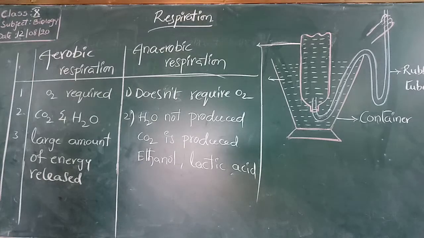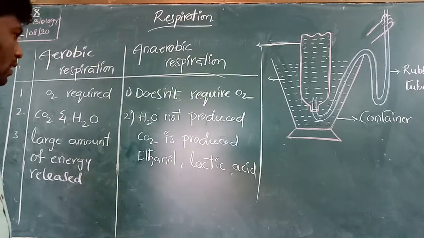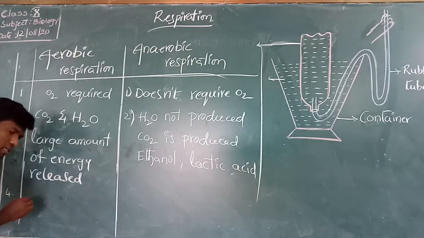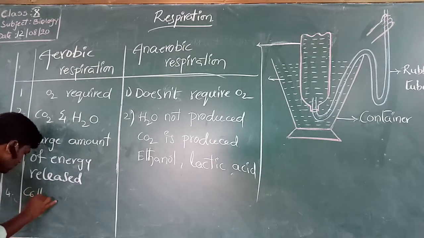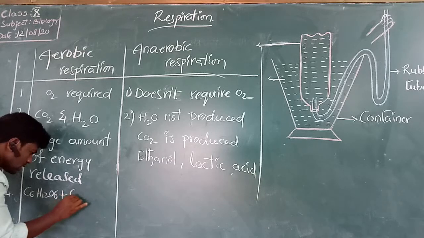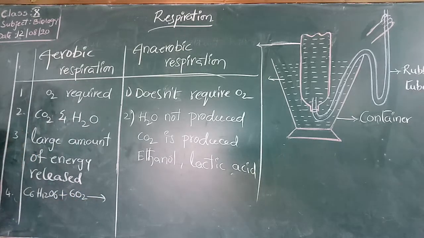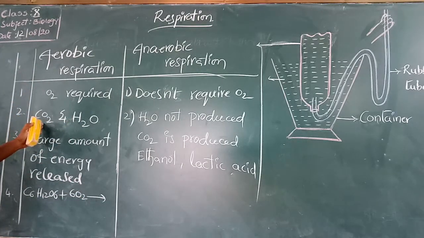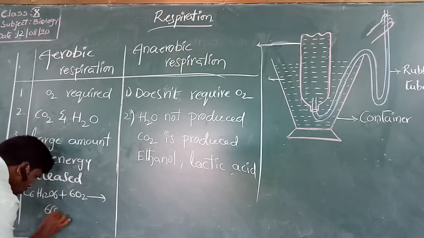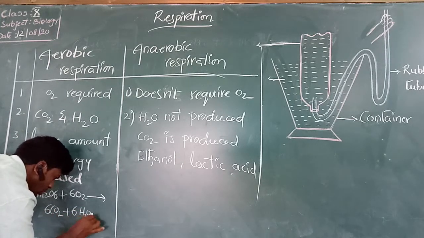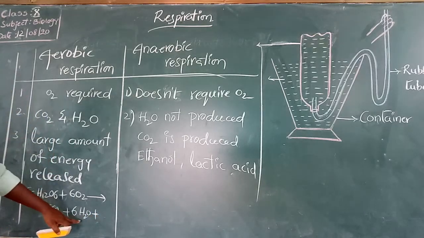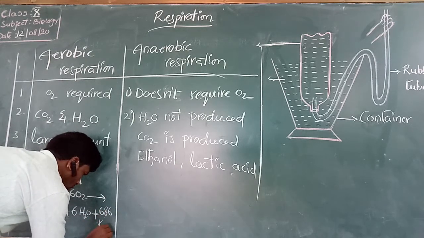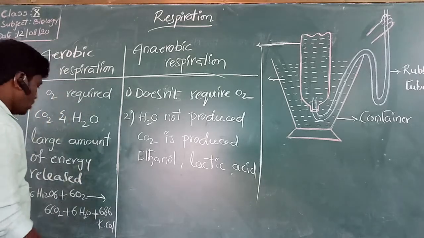So what is formed in each? In aerobic respiration, glucose C6H12O6 is oxidized with 6O2 and gives rise to carbon dioxide and water: 6CO2 plus 6H2O plus energy, 686 kilocalories of energy produced here.